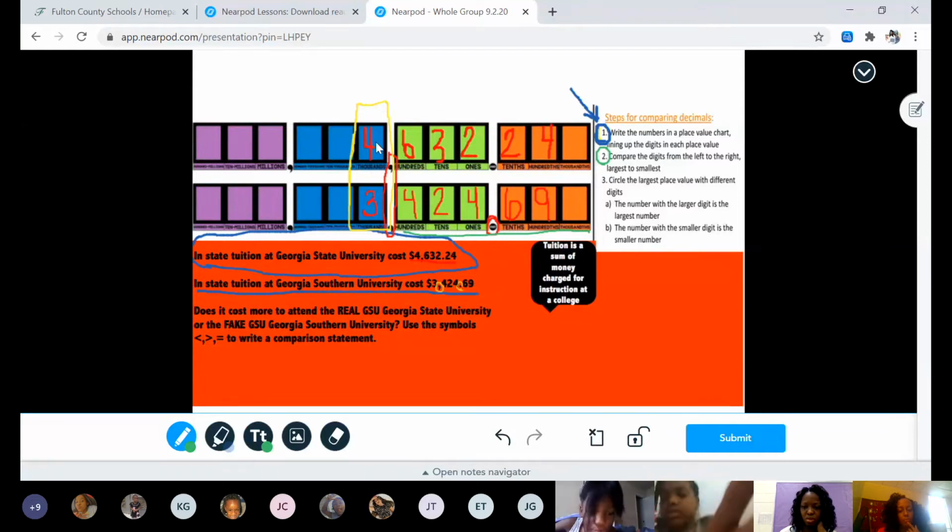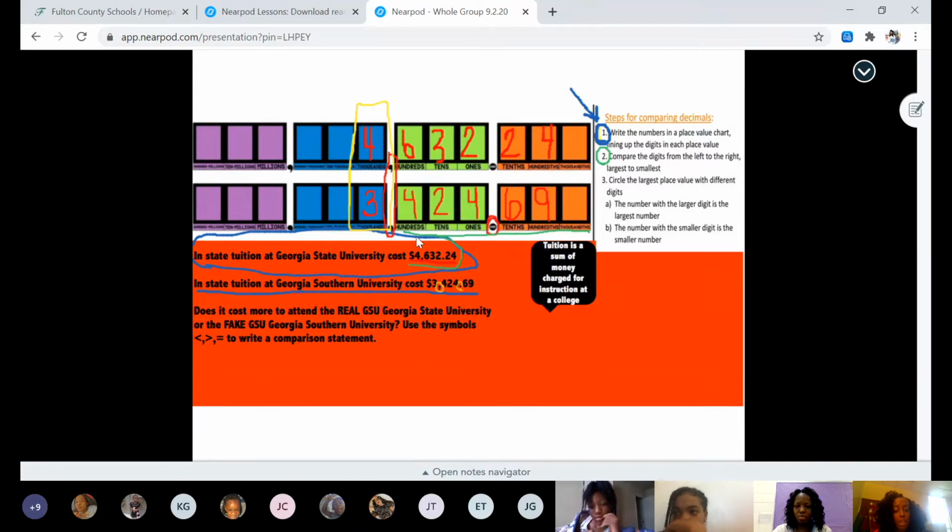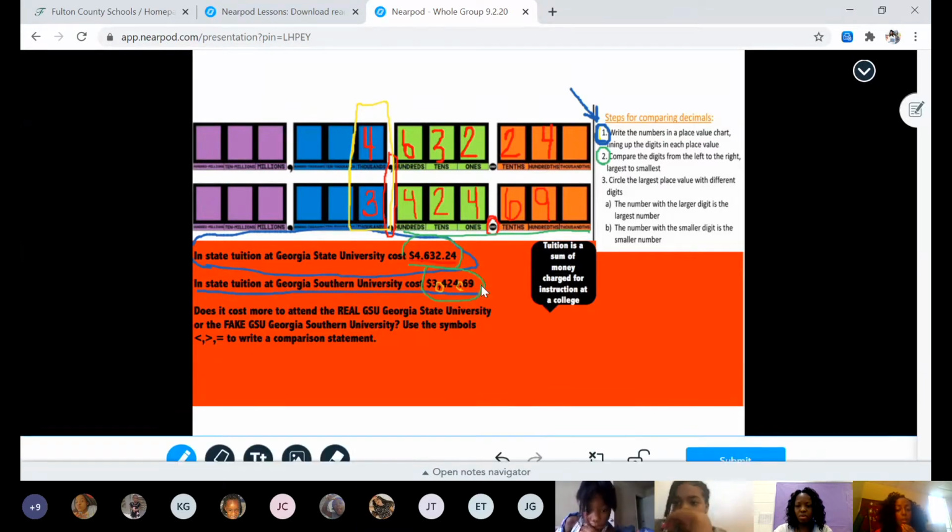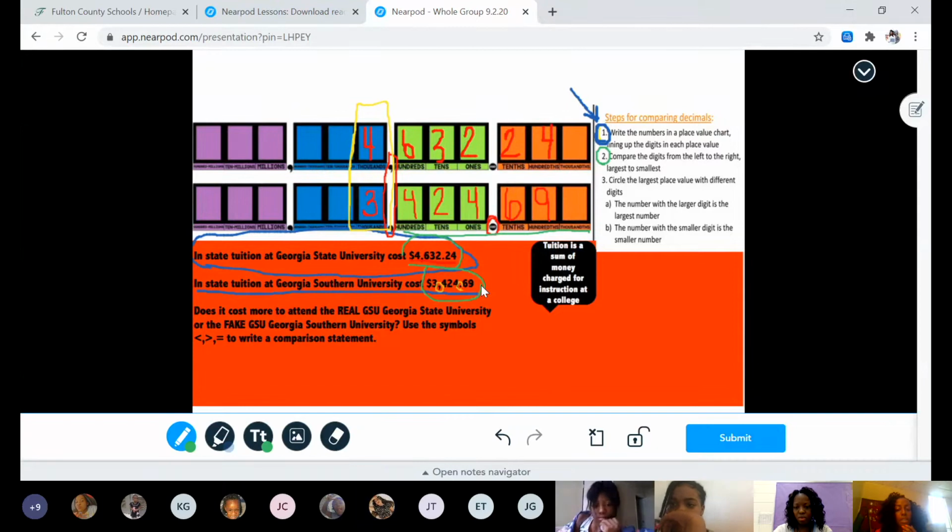4 is bigger than 3. 4 is bigger than 3. So now what does that tell us about the tuition for Georgia State versus the tuition for Georgia Southern? What does that let us know, Ashley?